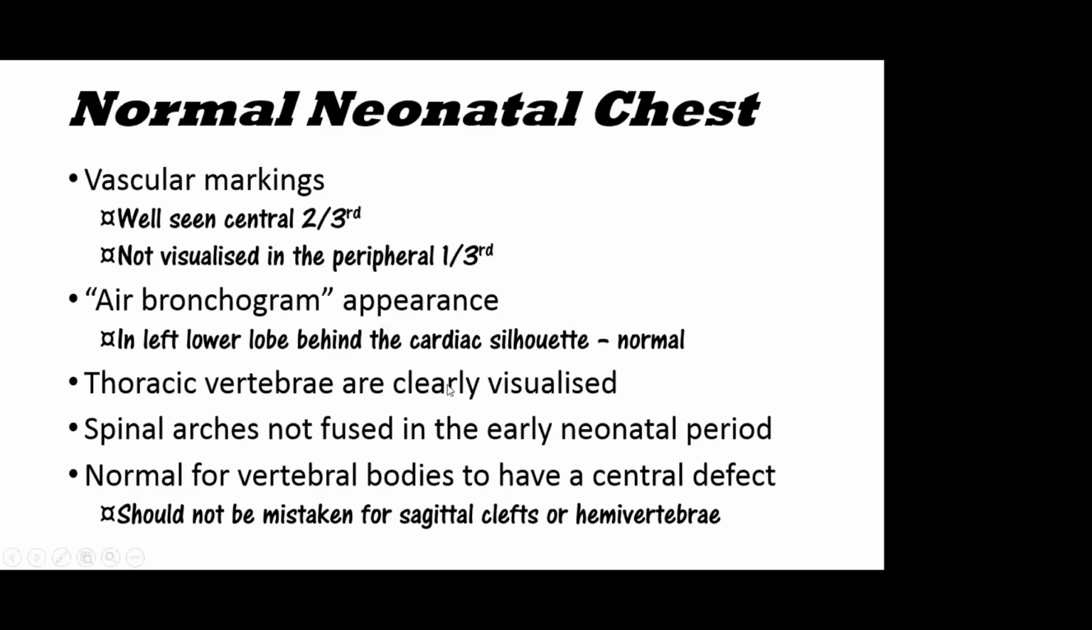Thoracic vertebra should be clearly visualized. The spinal arcs are not fused in the early neonatal period, so you will see the ribs are sort of separate from the vertebra. It is normal for vertebral bodies to have a central defect, so you might see bodies which have a little translucency or radiolucency in the middle. It should not be mistaken for a sagittal cleft or hemivertebra, which is clearly normal for this neonatal age.